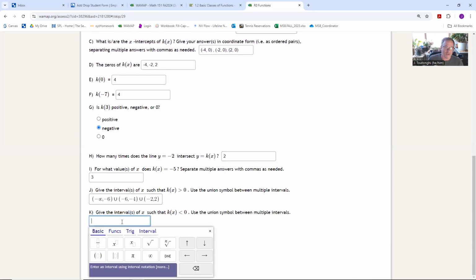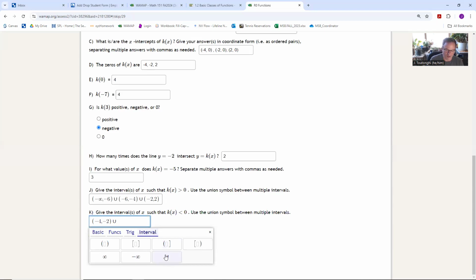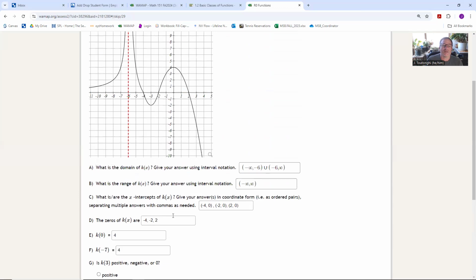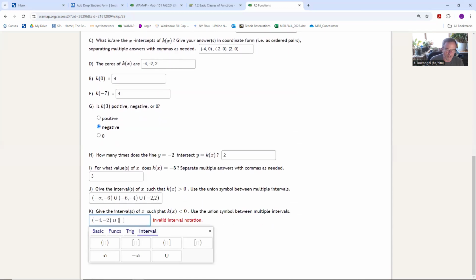Again, that's 2 intervals from -4 to -2. I don't need a space. It's going to put me over there by myself. And then union, the U symbol from, I forget, so I'll scroll back up. Going to be less than 0, so from 2 to infinity. Again, don't include the 2. That's the open parenthesis, 2 to infinity, because I don't want it to equal 0. I want it to be less than 0.